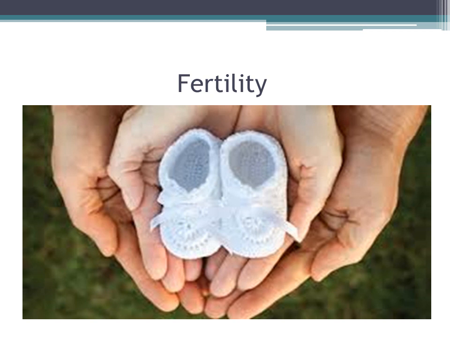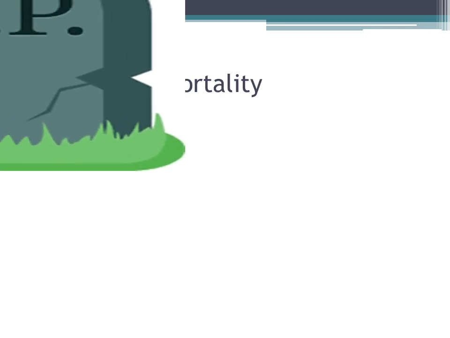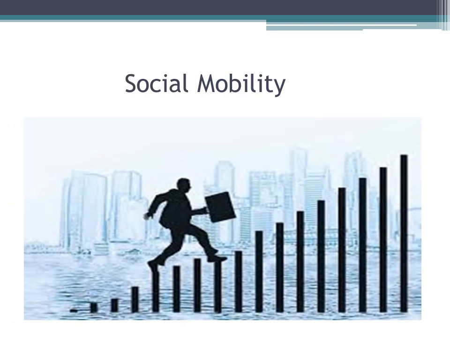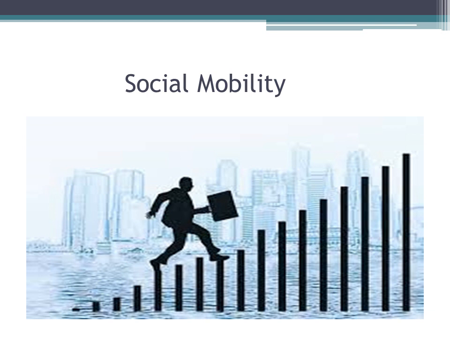fertility, which means the actual bearing of children. Then comes the mortality, which means susceptibility to death. And another component of change is social mobility. Now, social mobility means the change in the social status of an individual with time. A person can shift from a lower social strata or a social class to a higher social strata, and this is called as the social mobility, or it can be vice versa.